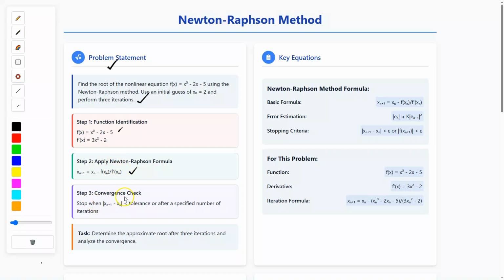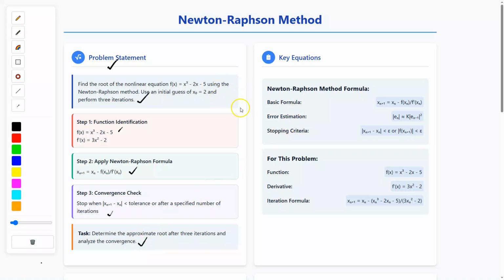And here is the convergence check. Stop the iteration when |x_{n+1} - x_n| is less than the tolerance limit, or after a specified number of iterations. Here our task is to determine the approximate root after 3 iterations and analyze the convergence.